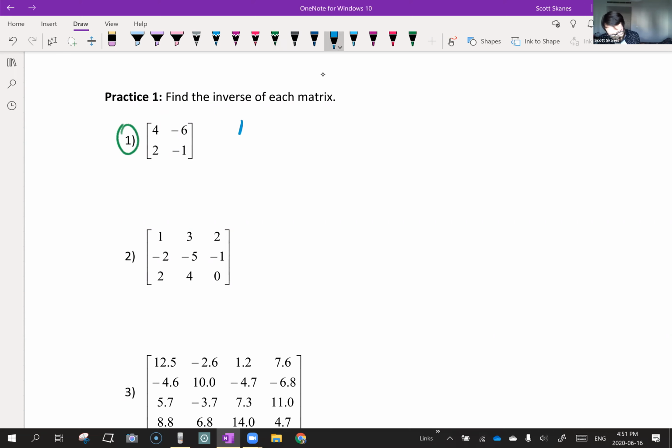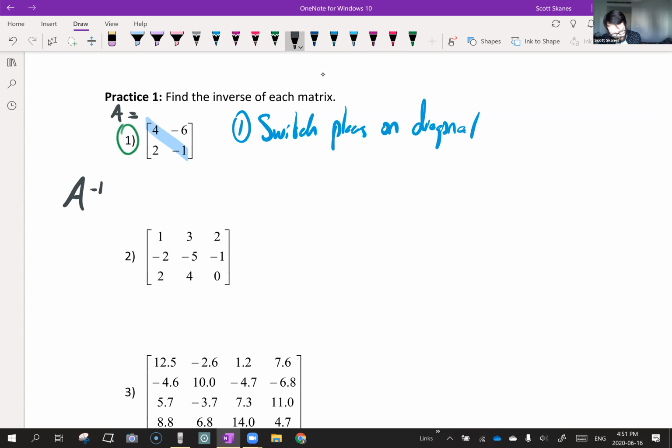So the 3 steps are to switch places on the diagonal. I'll do it step by step. Our matrix, we'll just call this A. So the inverse of A, first of all, we write it out. We switch those places. We get -1 and 4. I've switched the places. That's part of our recipe.